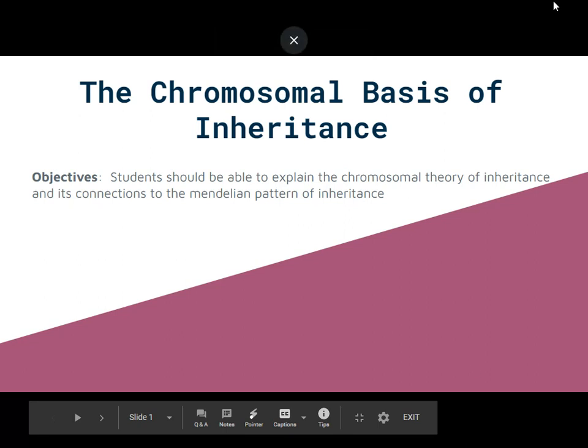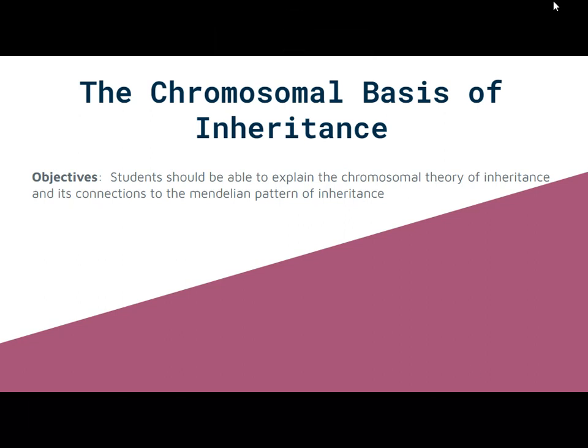The chromosomal basis of inheritance. We've talked about genetics on a single gene basis, what happens if you get one copy of one gene and one copy of another gene based on whatever pattern of inheritance that specific gene follows. But there is a much, much more overarching idea when it comes to genetics, and that is with chromosomes.